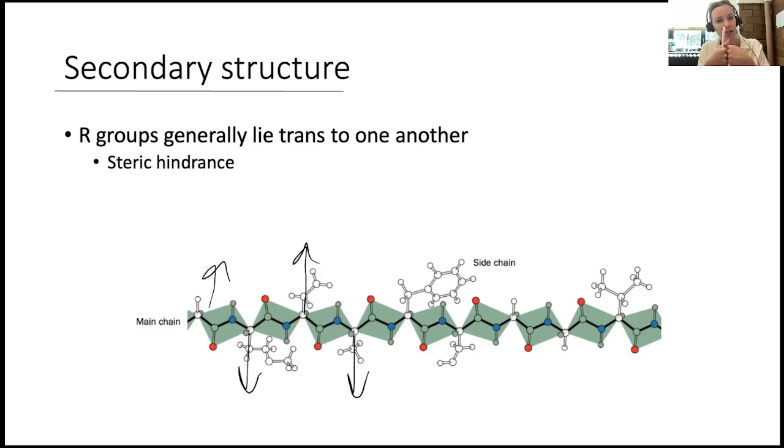Let's remember that steric hindrance has to do with whether or not these atoms and their electron clouds are bumping up against each other and causing strain. To avoid that strain, just get them going off either side of this peptide chain.